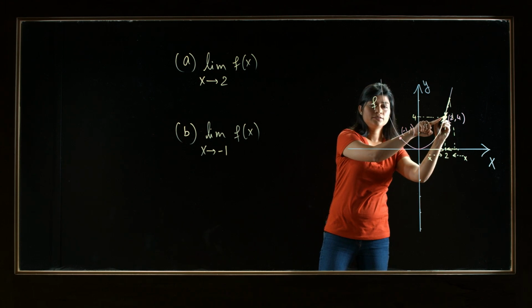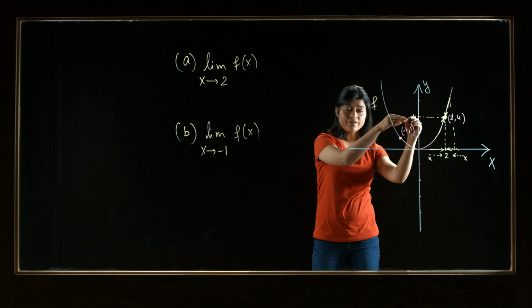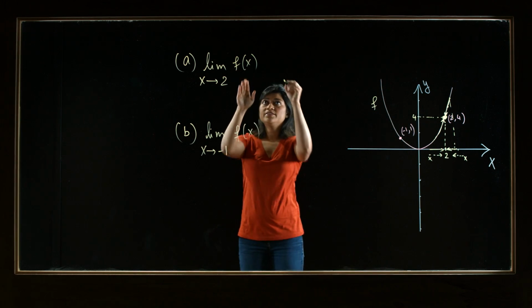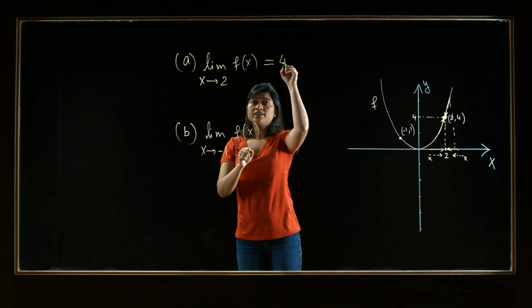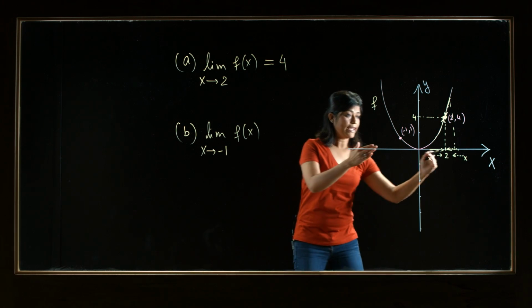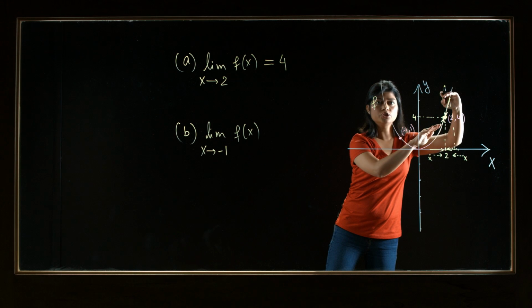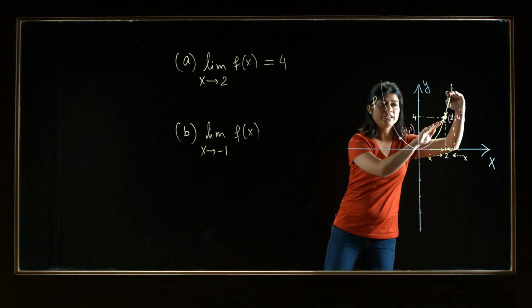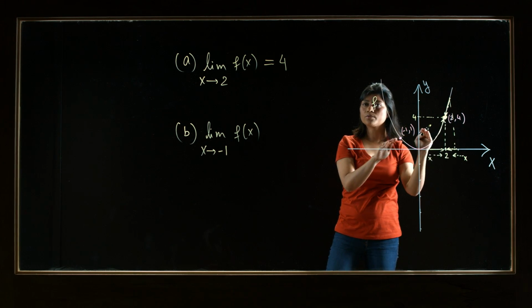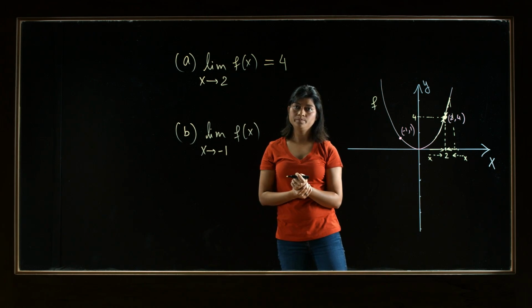And for that point, the y value is 4, and therefore the function value is 4. So the limit is that value, 4. So that's the concept of limit. When x is approaching 2 from both sides, where is the function approaching on the curve? And it is approaching the value 4. So that is the limit of the function as x approaches 2.